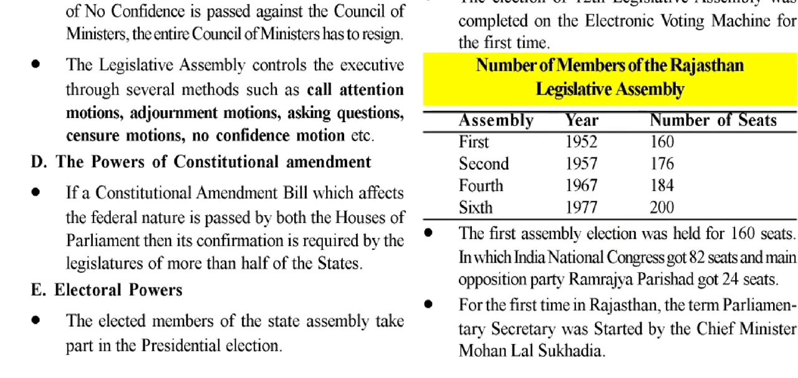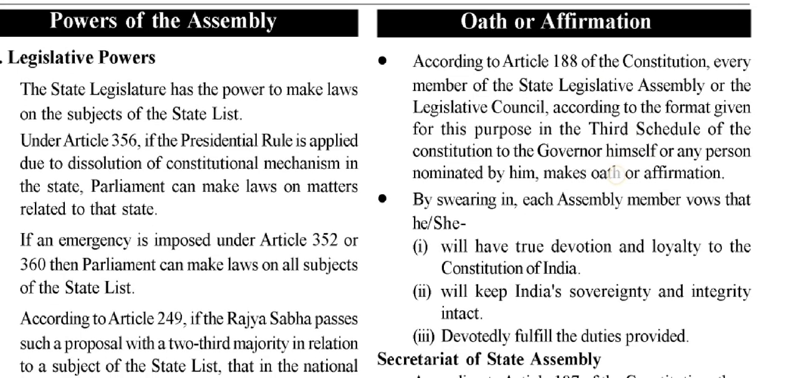Electoral powers. The elected members of the State Assembly take part in the presidential election. Oath or affirmation. According to Article 188 of the Constitution, every member of the State Legislative Assembly or the Legislative Council, according to the format given for this purpose in the third schedule of the Constitution, makes oath or affirmation to the Governor himself or any person nominated by him.